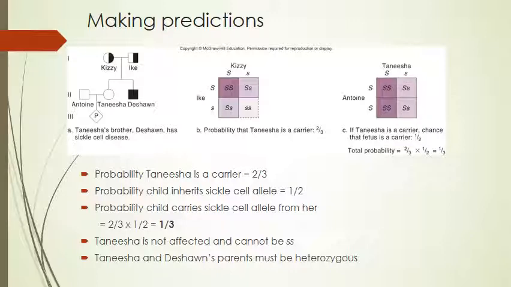She must be genotype homozygous dominant or heterozygous dominant, but cannot be homozygous recessive because she does not have the disease. The risk that the fetus is a carrier, assuming that the father is not a carrier, is half Tanisha's risk of being a carrier, or 1 in 3.